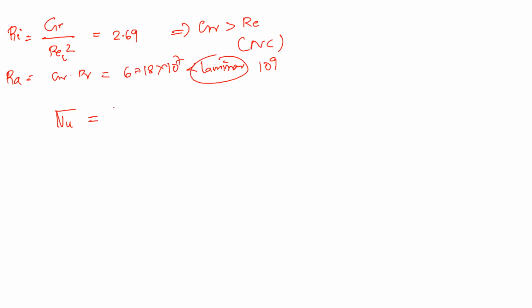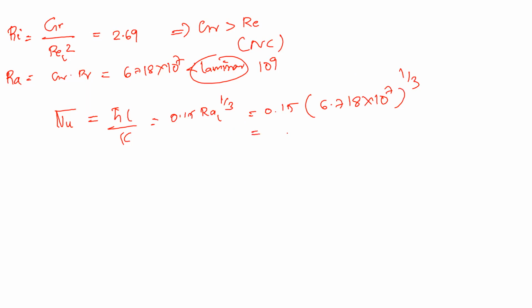Nusselt number average is equal to h bar into L by k, which is equal to 0.15 into Ra_L raised to 1 by 3, which is for the top plate or the hot surface. So that comes to be 0.15 into 6.718 into 10 raised to 7, the whole raised to 1 by 3. That value comes to be 60.9. Now from that we can calculate the h bar value. h bar comes to be 7.31 watt per meter square Kelvin.